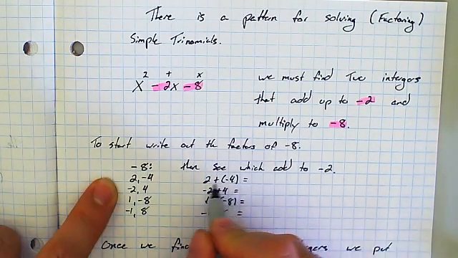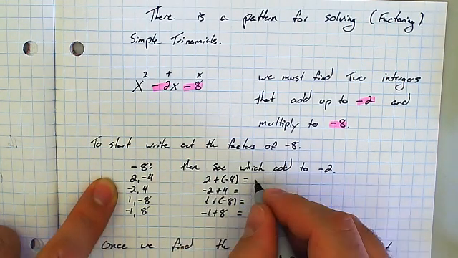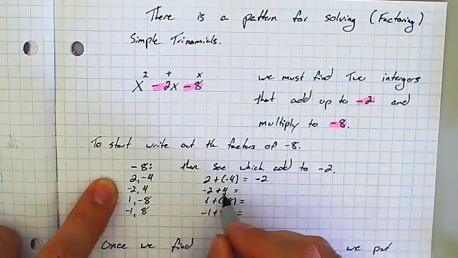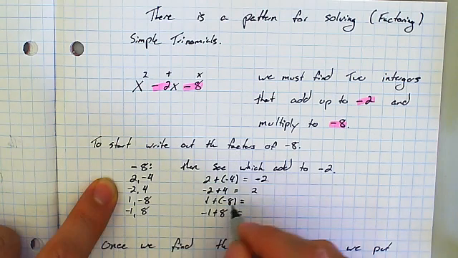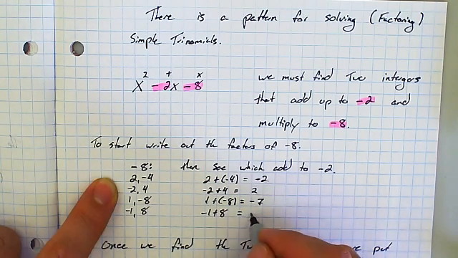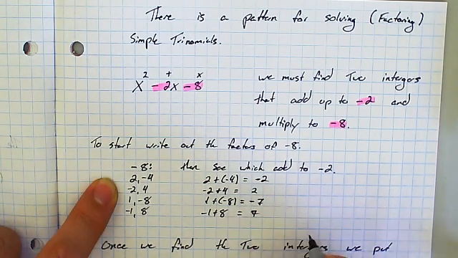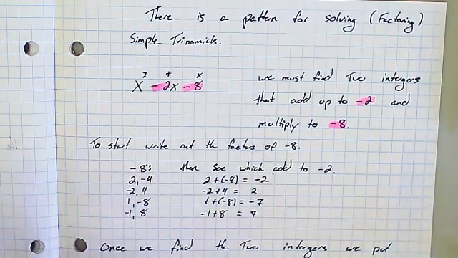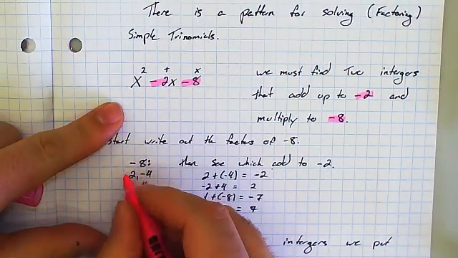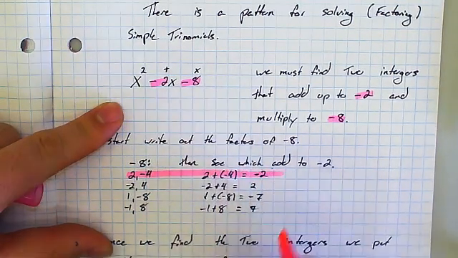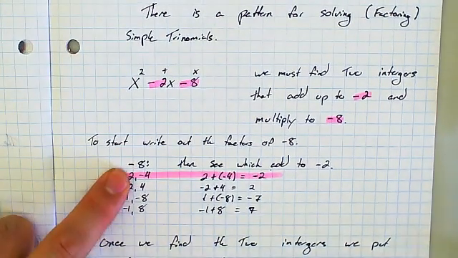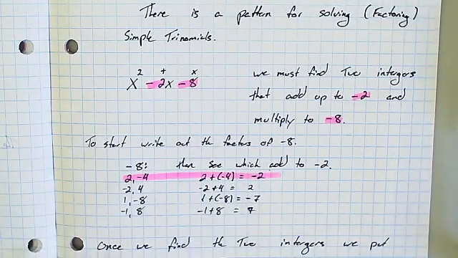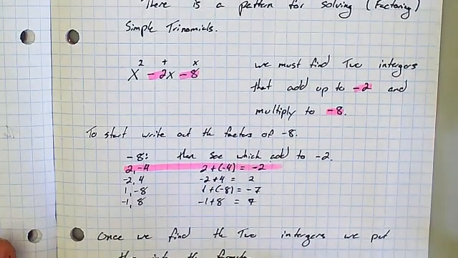I then add all these up to see which of them add up to negative 2. And it happens for us, our first term, 2 plus negative 4 gives me negative 2. Negative 2 plus 4 is positive 2. 1 plus negative 8 is negative 7. And negative 1 plus 8 is positive 7. What we care about is these terms, 2 and negative 4, because we know that when multiplied together, they give us negative 8, and when added together, we get negative 2.